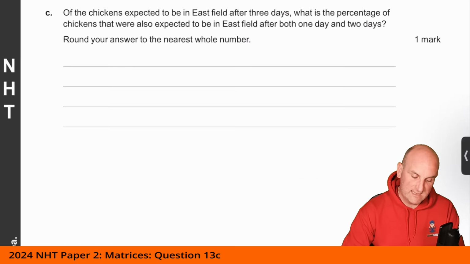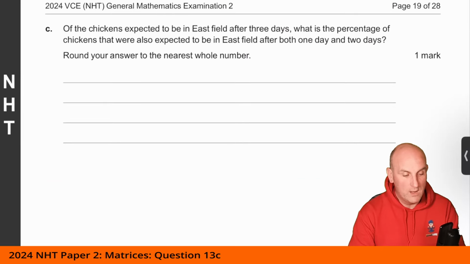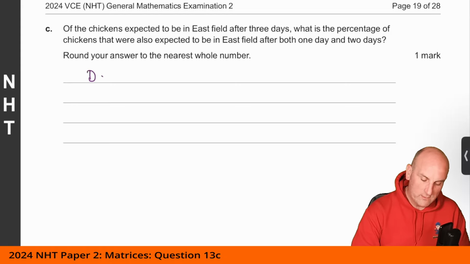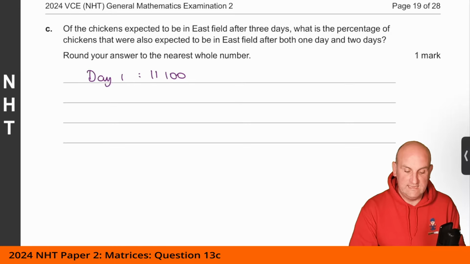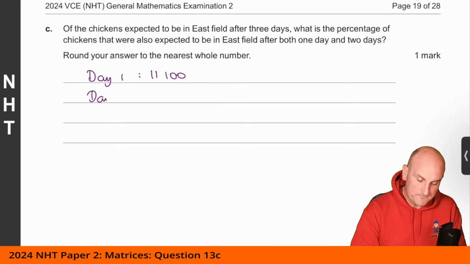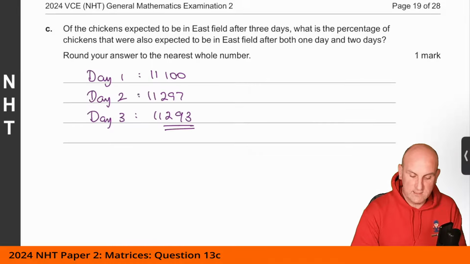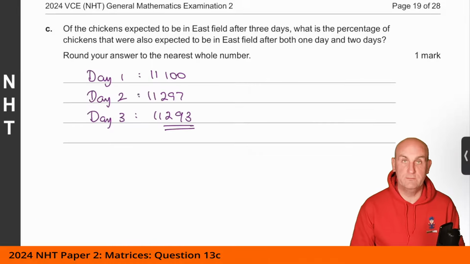Now, when I did that and only looked at the East Field, what I ended up with was on day 1, there were 11,100 in the East Field. On day 2, there were 11,297. And on day 3, there were 11,293. Okay, so that's going to be a figure that becomes important later on.